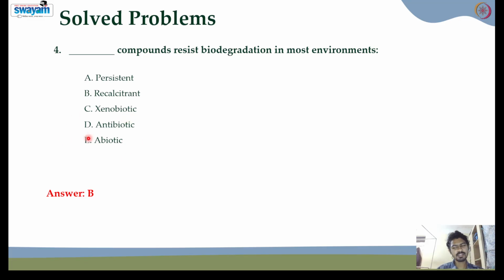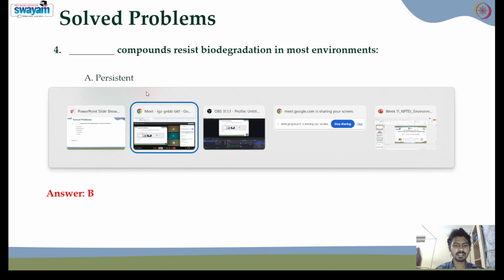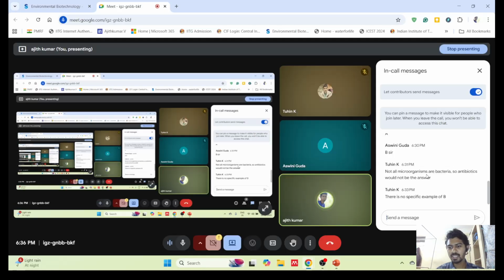Whereas abiotic, what does it imply? It is non-living, anything that is non-living. It can be an environmental condition like temperature, pH, or oxygen level. So it doesn't apply to the concept of degradation. That is why the most appropriate term is recalcitrant, which resists biodegradation.